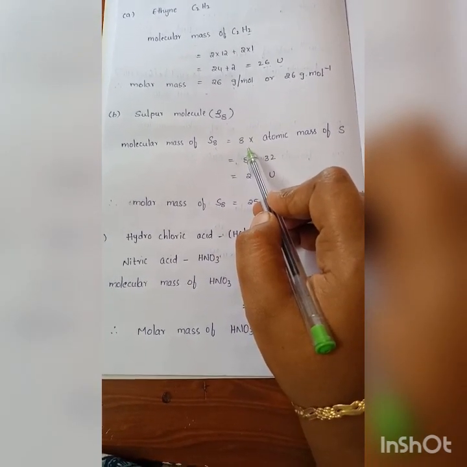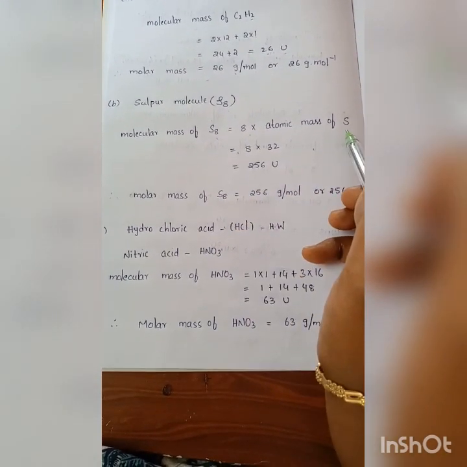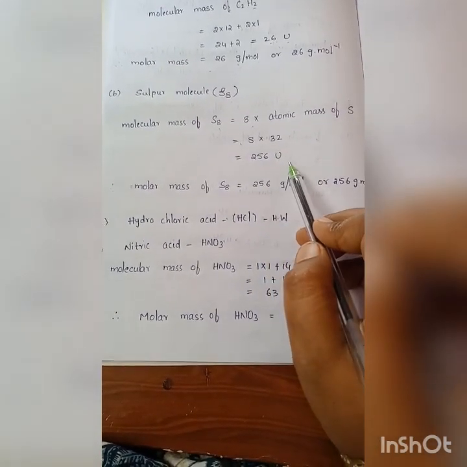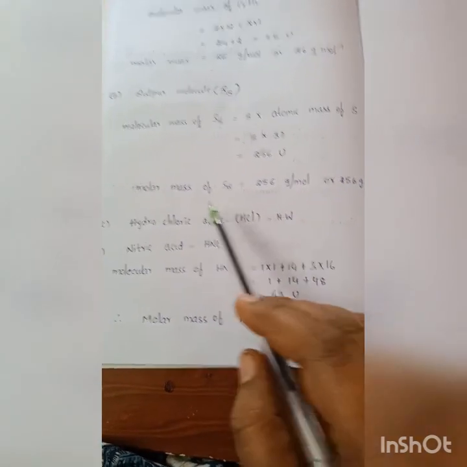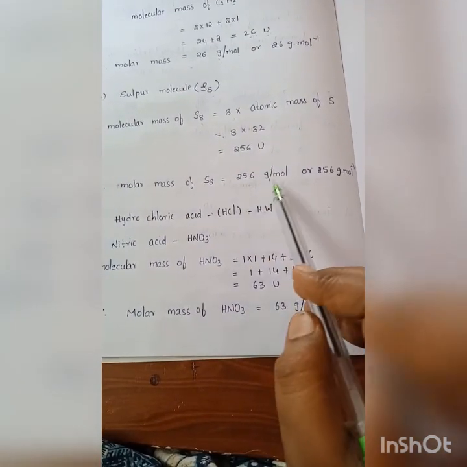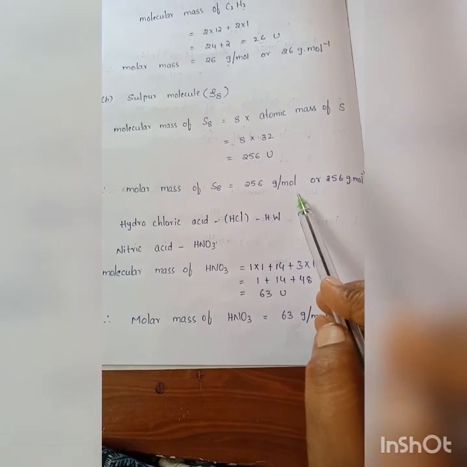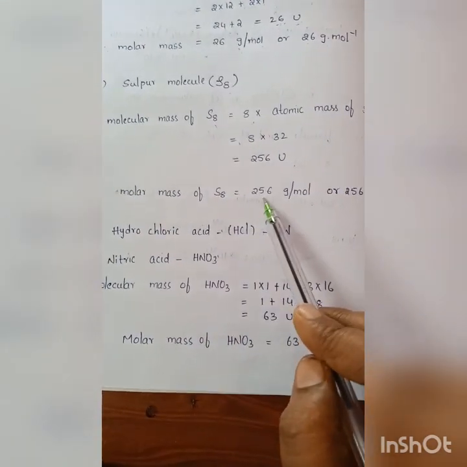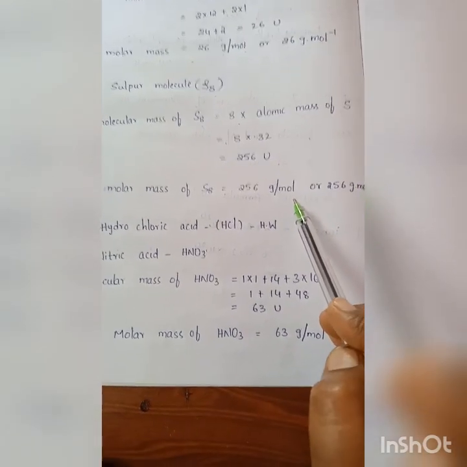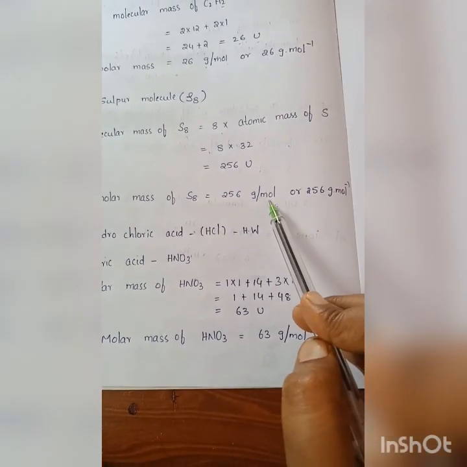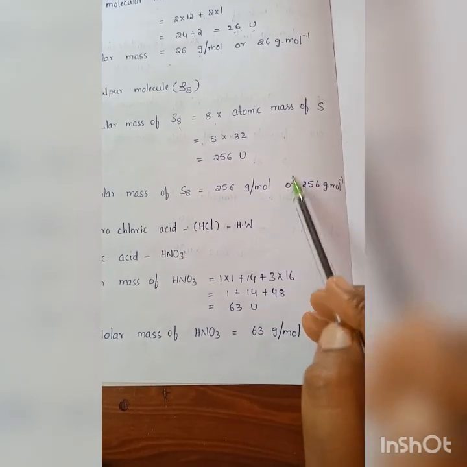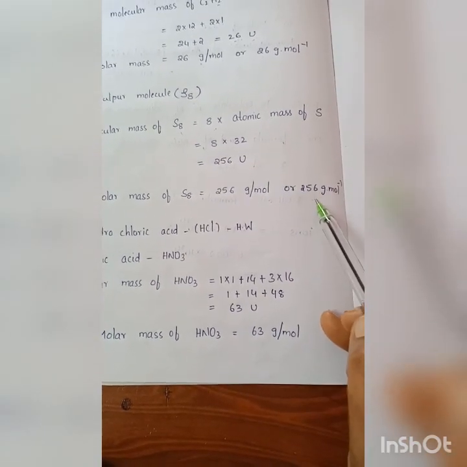What is its molecular mass? 8 into atomic mass of sulfur. So 8 into 32, that is 256 u, is the molecular mass. Now expressing this molecular mass in terms of gram per mole is known as molar mass. So molar mass of S8 is 256 gram per mole. And this can be written as 256 gram, as it is in the denominator. Take it into the numerator: gram into mole inverse.